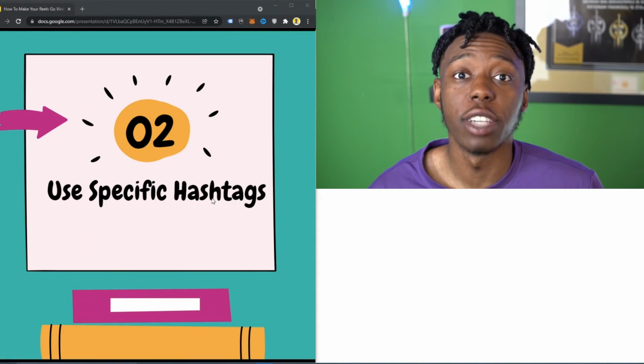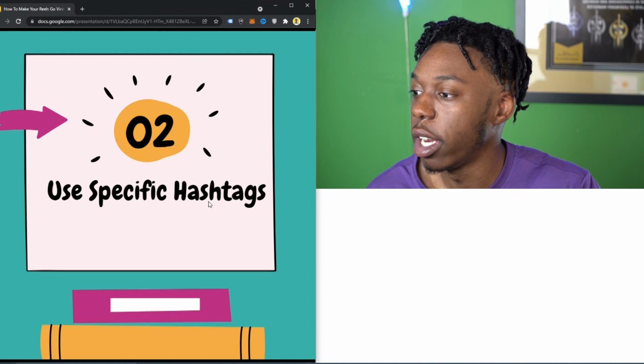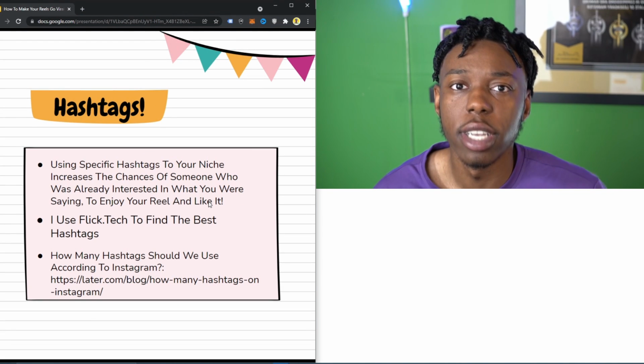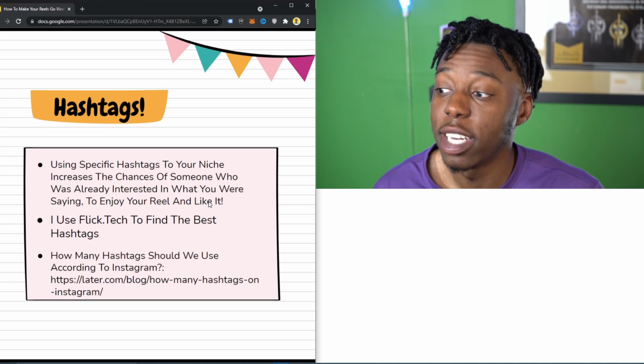Another important factor in getting viral reels is using specific hashtags. Now, hashtags don't hold the weight of importance as they once did, but they still do a good job of indexing your content to the people that are most likely to see it and enjoy it. So using hashtags specific to your niche increases the chances of someone who was already interested in the type of content you're making to see it and enjoy it and like it.